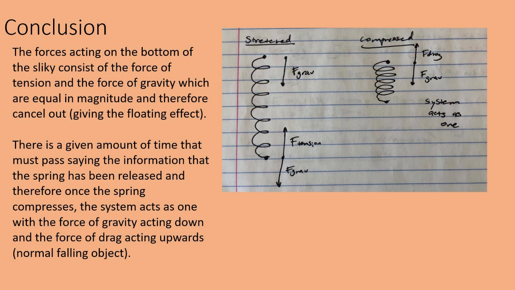Now, once the system actually gets compressed, the system acts as a whole with the force of gravity acting down and the force of drag acting upwards. And this just behaves like a normal falling object. So yeah, that's basically the explanation of why a slinky seems to float on the bottom until it hits the ground. Basically because the force of tension and the force of gravity at the bottom cancel out until the slinky acts as a whole.